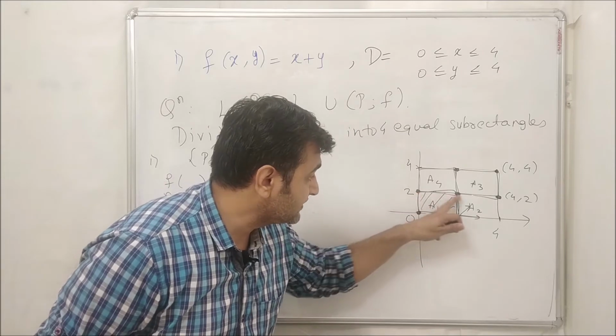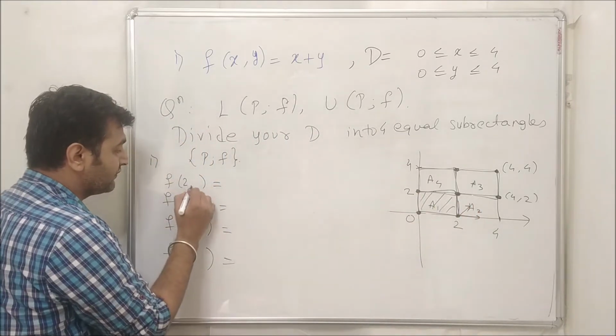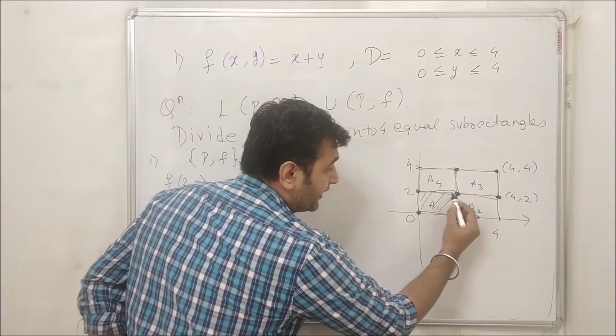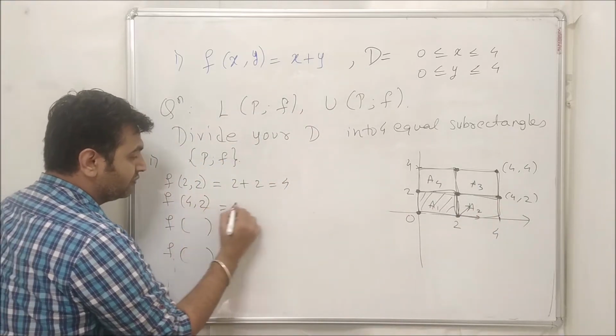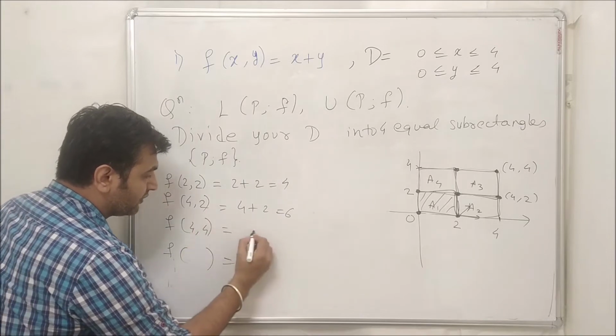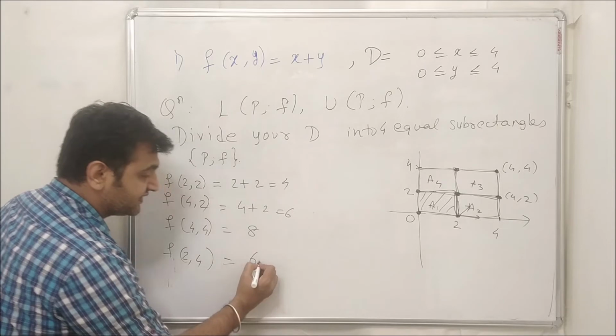So here for the first rectangle, at (2, 2) the function will take the maximum value. So what is f of (2, 2)? It is 2 plus 2, which is 4. And for A2, at which point? At (4, 2) the function will take the maximum value, so it will be 4 plus 2, which is 6. For A3 it will be (4, 4), which is 8, and for A4 it will be (2, 4), which is nothing but 6.